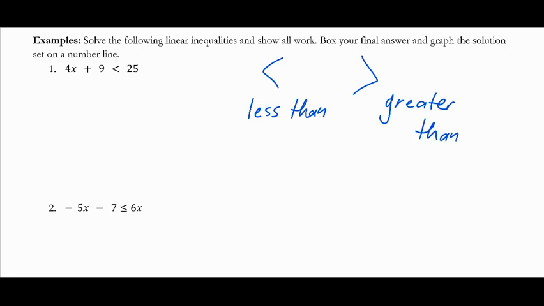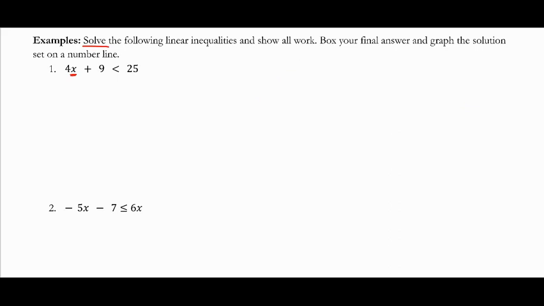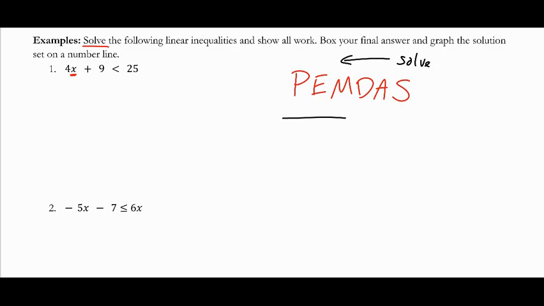Okay. When we see the word solve, we're going to try and find what x equals to. So when we solve, we have to use the reverse order of PEMDAS. So when we solve, we go in this direction. We go in the reverse order of PEMDAS. When we simplify, we go in the correct order.